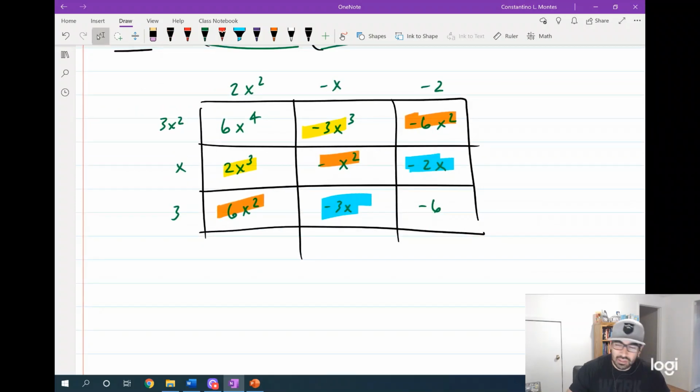And what I'm going to do is I'm going to actually skip writing the whole thing out, right? So I'm just going to write 6x to the power of 4. That's the top left-hand corner. And then I'm going to take care of, so I took care of that one. Let's take care of 2x cubed and negative 3x cubed. So 2x cubed minus 3x cubed would be negative x cubed.